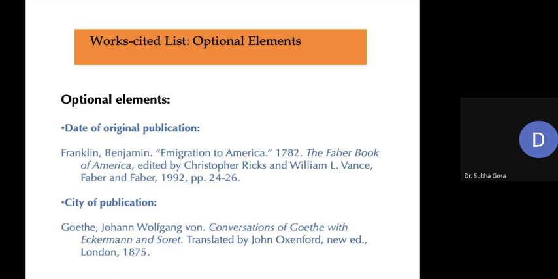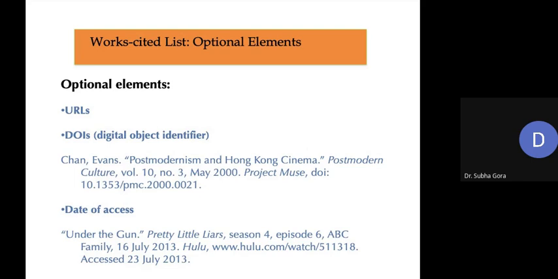Next, city of publication. This becomes necessary only in particular instances, like when a work was published before 1900. Pre-1900, books were usually associated with the cities in which they were published, so the document may substitute the city name for the publisher's name. The other optional elements are the URLs. Especially in the case of URLs, you need to decide, at your instructor's discretion.